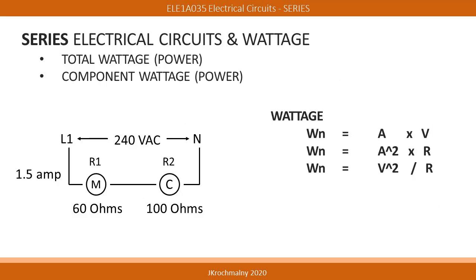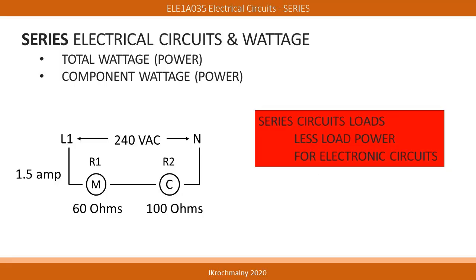Whether determining total circuit or individual load wattages, any of the 3 formulas can be used. Watts equals amps multiplied times volts. Watts is equal to amps squared multiplied times resistance, and watts equals voltage squared divided by resistance. Any of these 3 formulas could work if 2 of the 3 terms are known. Finally, when it comes to wattage, the term used for power consumed in circuits, the greater the number of loads placed in series electrical circuits, the less power is available to the individual loads.